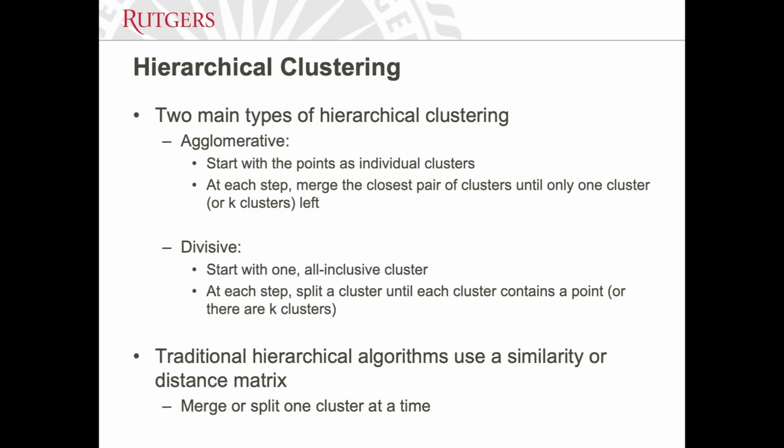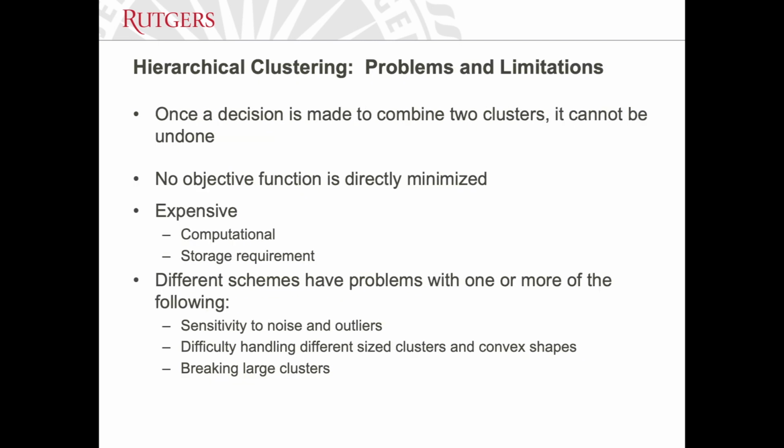Then, at each step, split or cluster until only one single cluster of individual points remains. Traditionally, the algorithms use a similarity or distance matrix, such as Euclidean distance, to determine the merge or split of a cluster. Hierarchical clustering makes good local decisions about combining two clusters. However, once a decision is made to merge two clusters, it cannot be undone at a later point, and the clusters at each level do not represent local minima with respect to the total sum squared error.